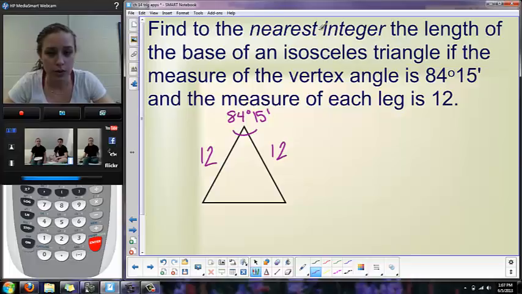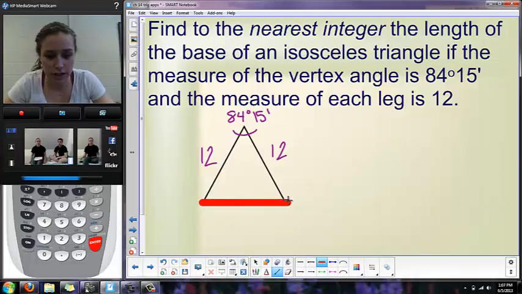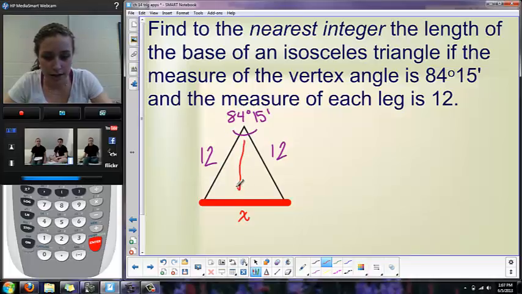Okay, so we're going to find the length of the base of an isosceles triangle. So we are trying to solve for the base down here. We're trying to figure out what this is equal to, and let's call it x. So notice that we can use the law of cosines because we have side, angle, side. The reason why we can use this is because we're given the angle across from this side. Okay? So let's use that equation. Now, this is the side length that we're going to start with because it's across from the angle.